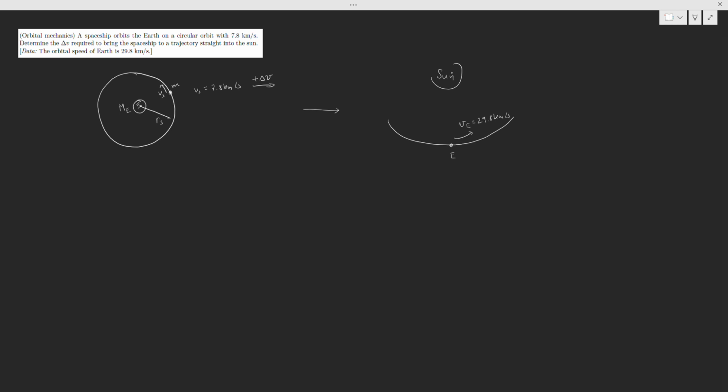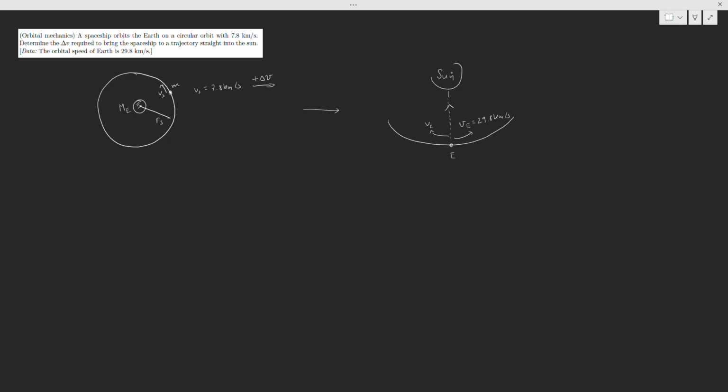And now we have to make sure that when the spaceship leaves the gravitational field of the Earth, it leaves in the opposite direction with the same magnitude of the velocity, so that the velocity of the Earth gets compensated. And this makes the spacecraft fall straight into the Sun.